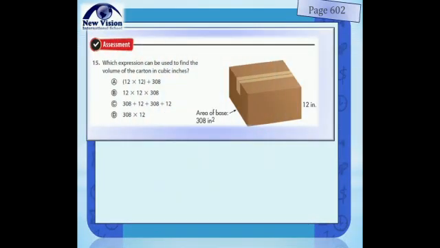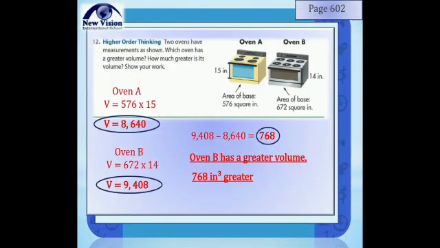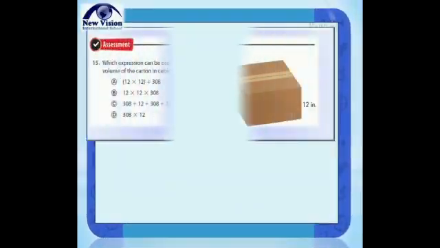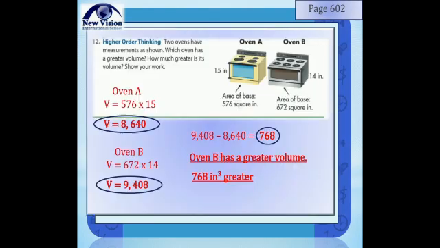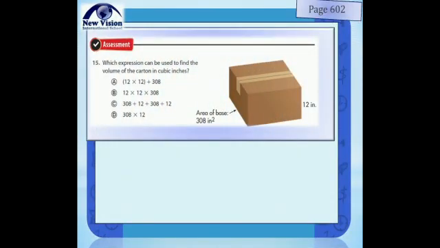Next, page 600. Next, item number 15. Which expression can be used to find the volume of the carton in cubic inches? If your answer is letter D, you are correct. 308 times 12.